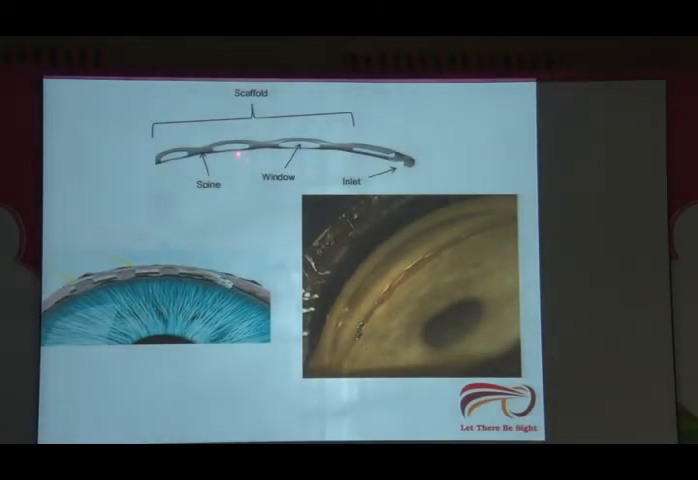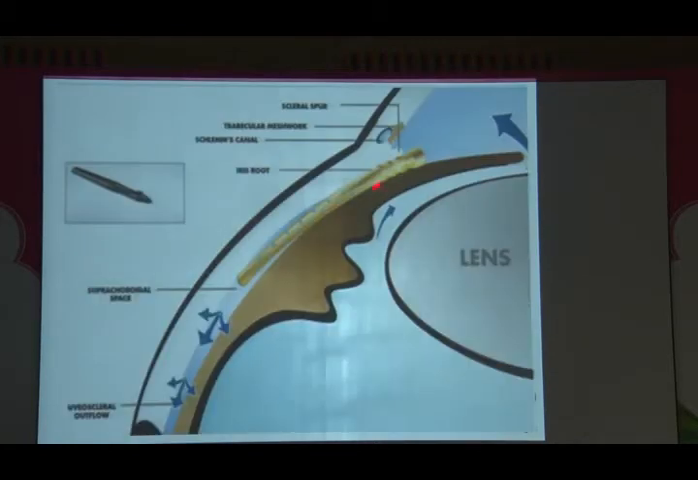It looks something like that, with 3 windows and then an entry point here. The entry point juts out into the anterior chamber, something like that. And this dilates the Schlemm's canal all the way. So this lets in fluid, and the fluid is supposed to percolate into the Schlemm's canal and the trabecular meshwork, and this is where it sits.